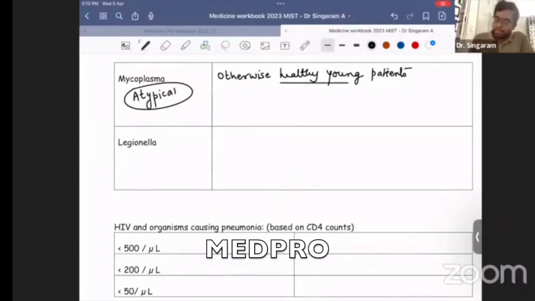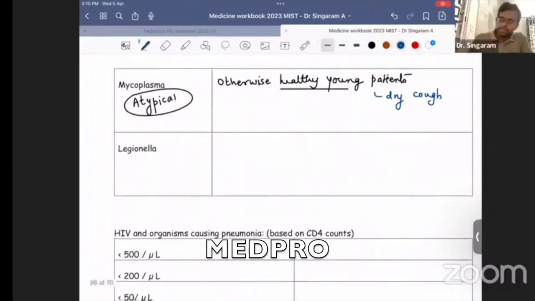In these patients, they will present with cough, but it would be a dry cough, meaning they would not bring out sputum. In the previous types I was telling you, sputum is always present, like red currant jelly sputum, rusty sputum and all. But here there won't be any characteristic sputum. It is more like a dry cough.